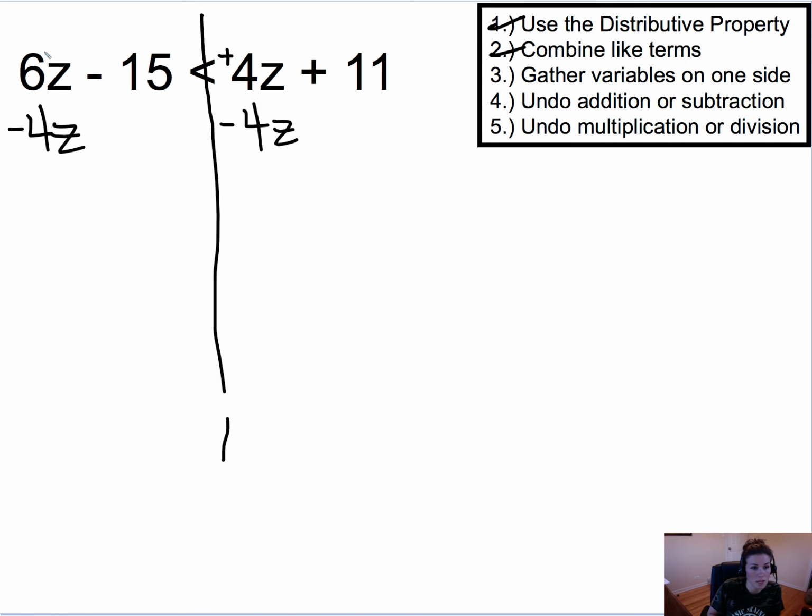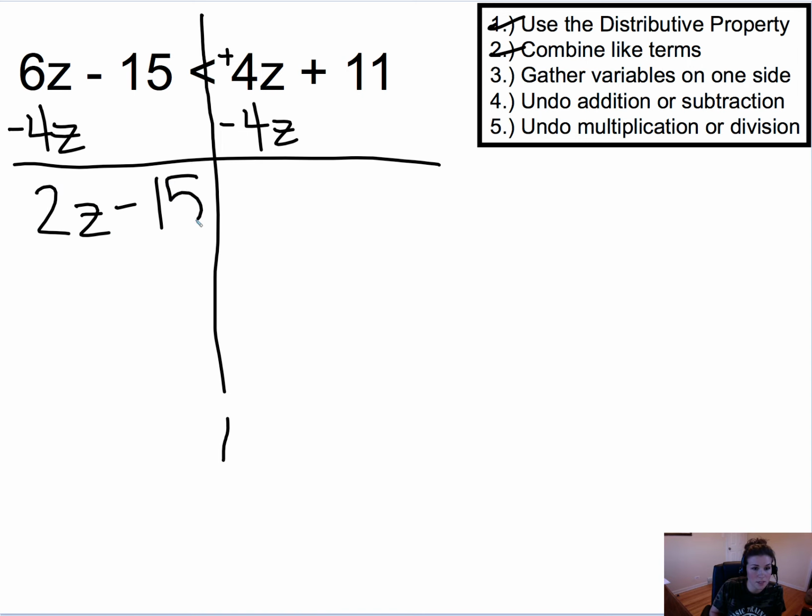And I want to make sure I'm lining up my like terms here. That way 6z minus 4z is 2z. I bring down the minus 15, bring down my sign. 4z minus 4z cancels, and then bring down the 11. Now I have all the variables on the left-hand side.